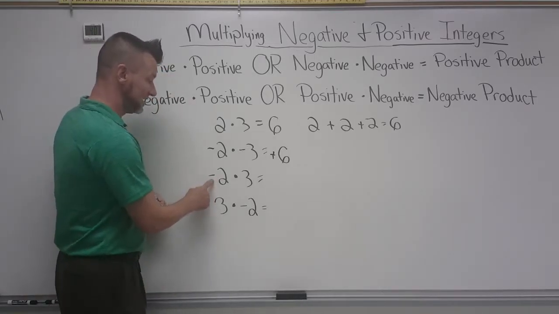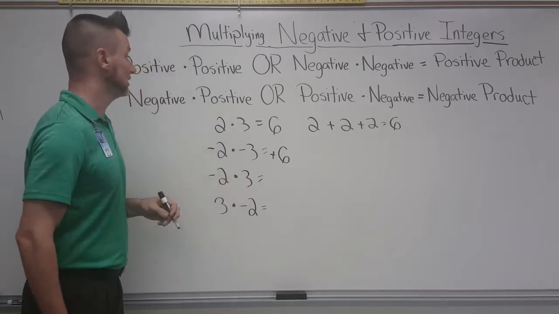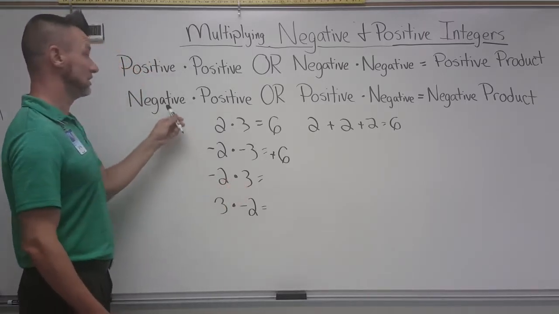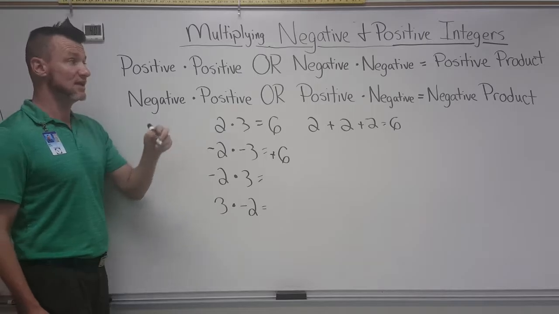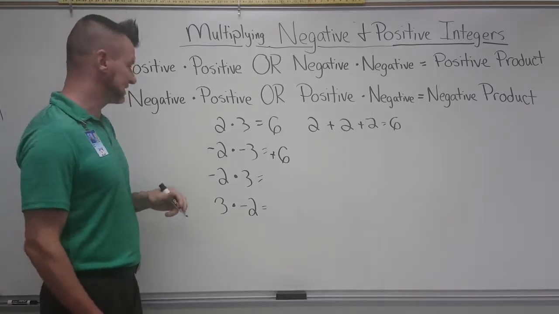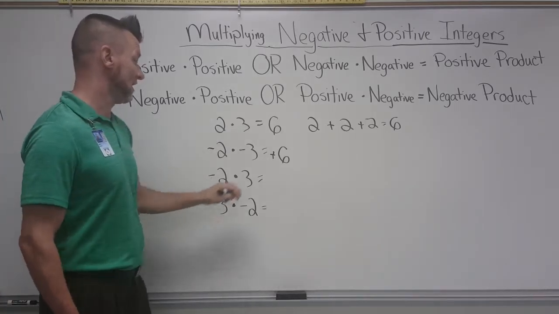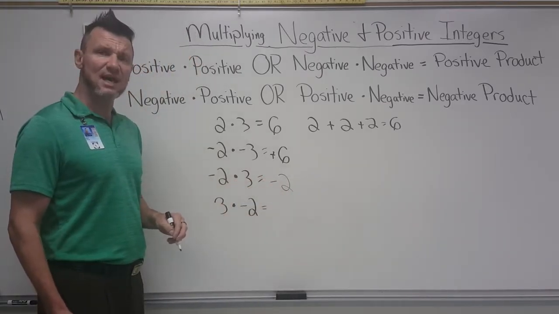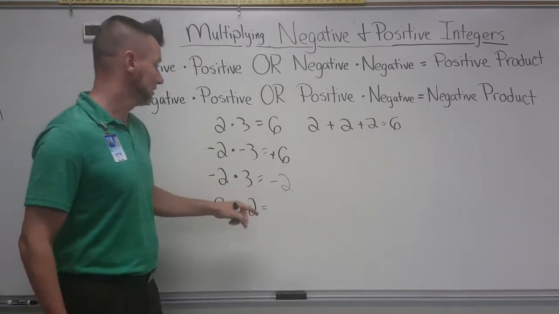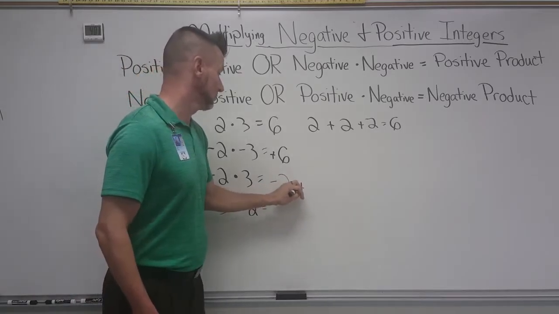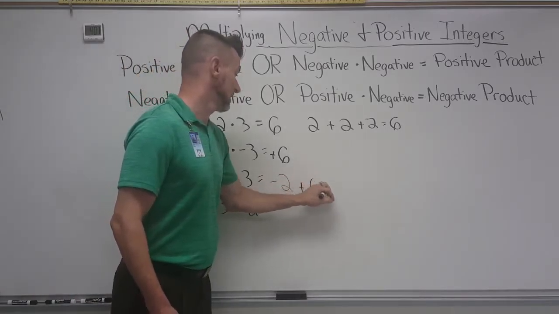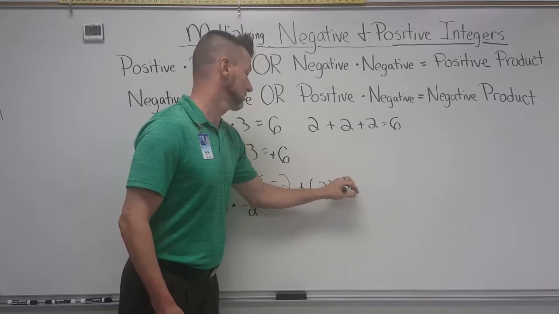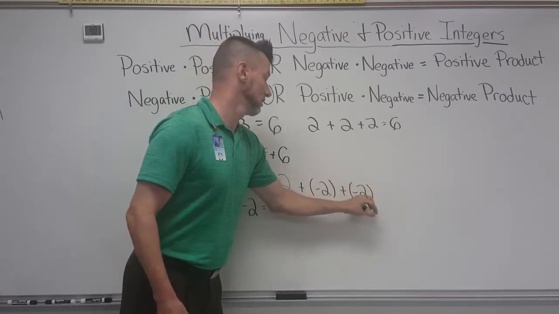Now, we have negative 2 times 3. So this would fall under negative times a positive equals a negative. But let's see exactly why. So our number we have is negative 2, and we have it 3 times. So that's the same as adding negative 2 plus negative 2 plus negative 2.